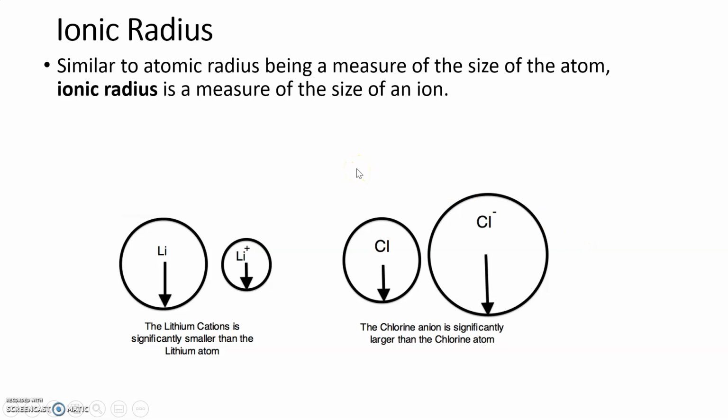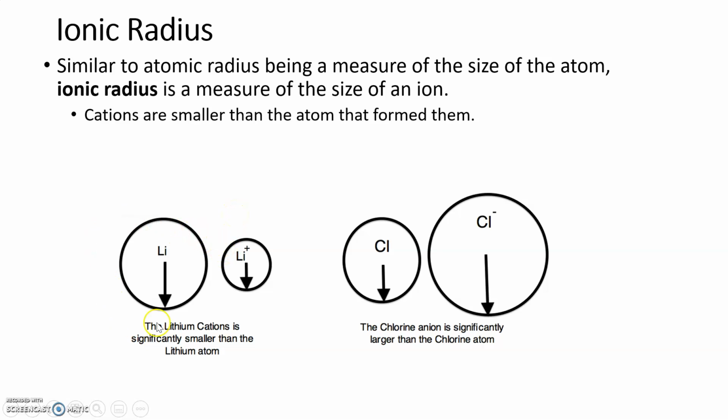Alright, so that brings us to our ionic radius. Similar to atomic radius, which we talked about at the beginning of this chapter, the ionic radius is a measure of the size of an ion. So how big are those ions? Well, it depends what type of ion it is. Cations tend to be smaller than the atom that formed them.